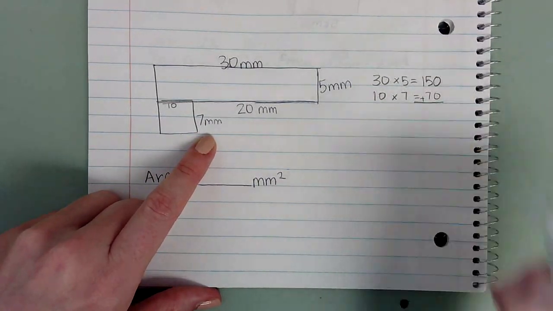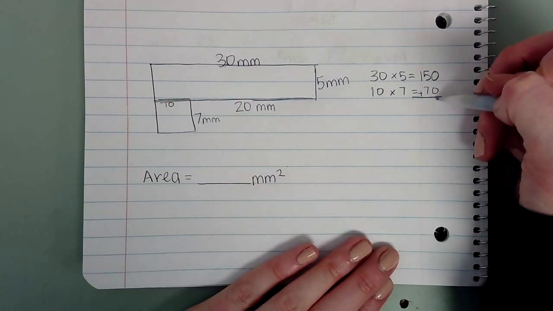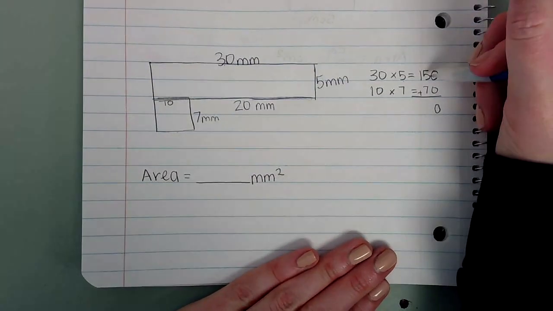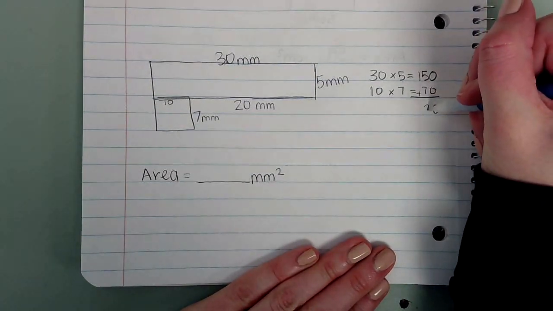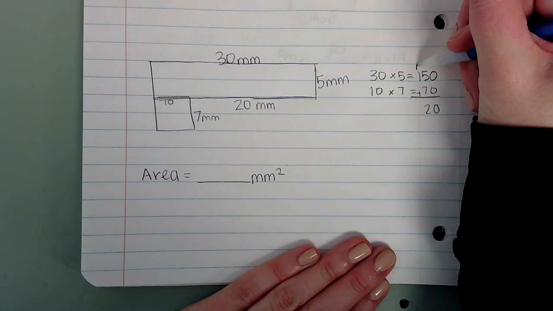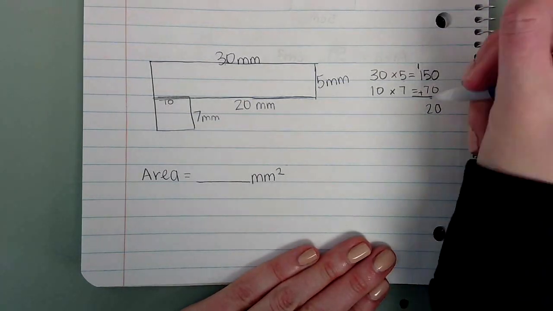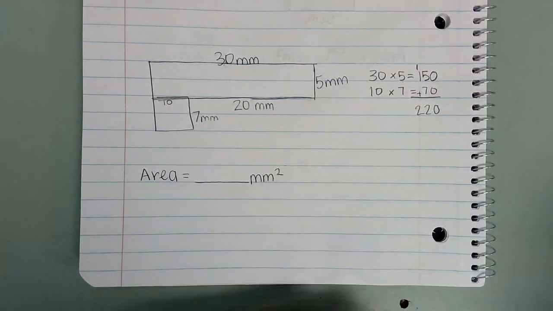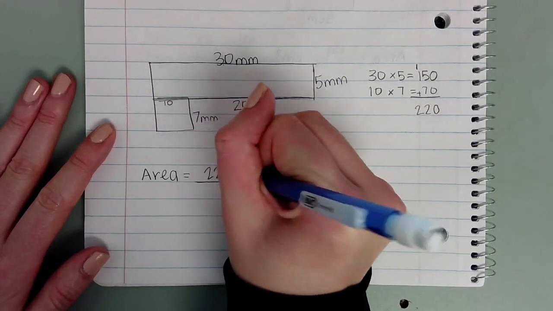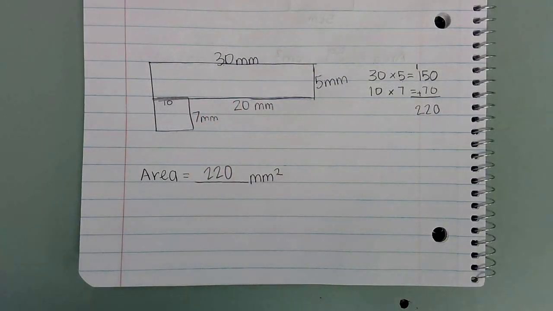Let's add those numbers together. Zeros. 5 plus 7 is 12. Don't forget to carry your 1. 1 plus 1 is 2. So the total area for this complex shape is 220 millimeters squared.